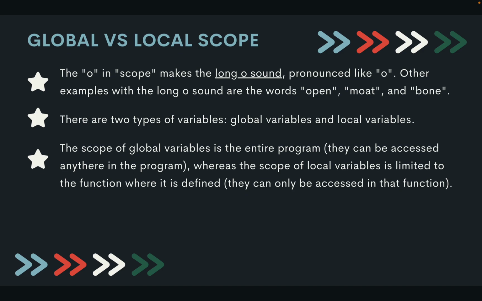So there are 2 types of variables, global variables and local variables. The scope of global variables is the entire program, which means they can be accessed and used anywhere in the program, whereas the scope of local variables is limited to the function where it's defined. They can only be accessed in that function.